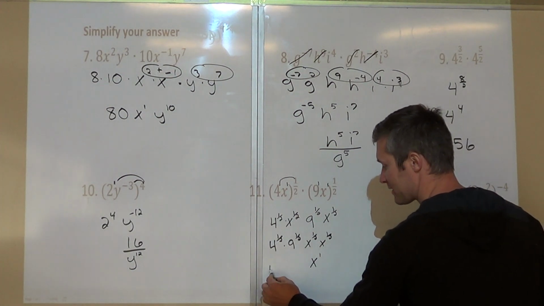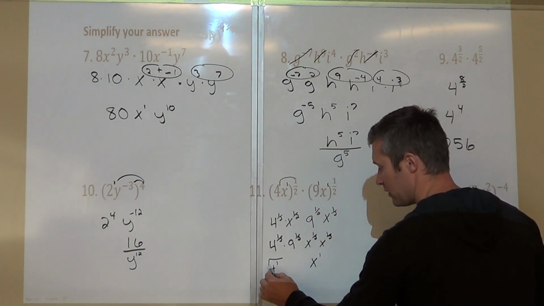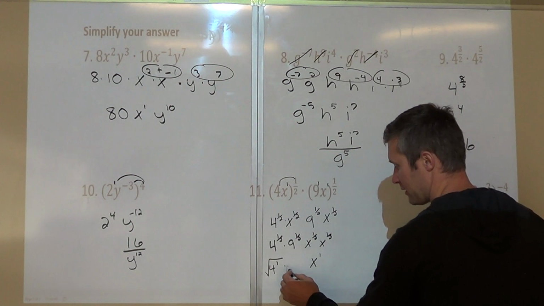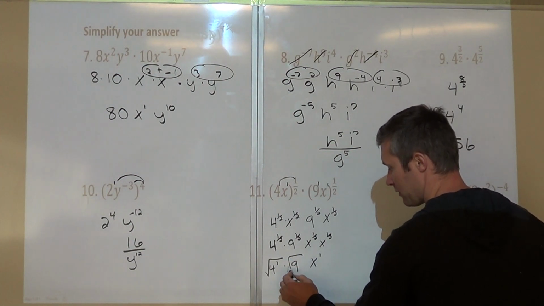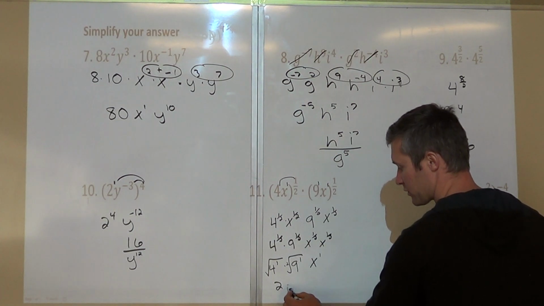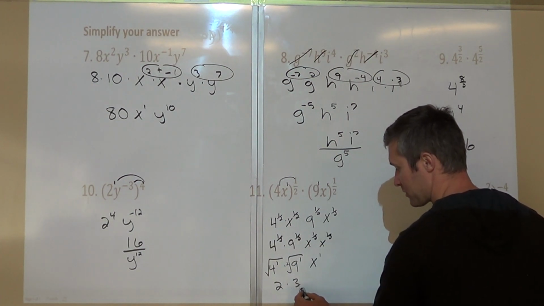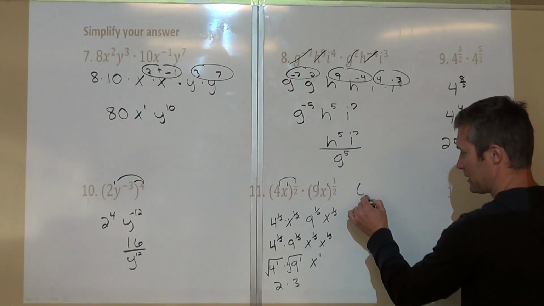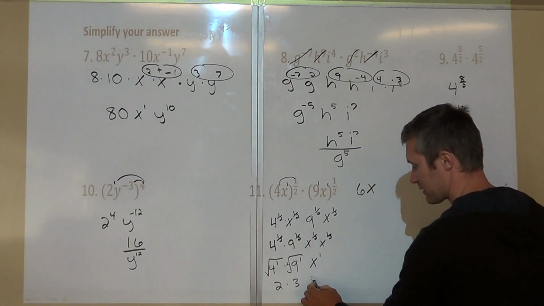Here, what that's saying is that's 4 power of 1 root of 2. This is 9 power of 1 root of 2. So what's the square root of 4? 2. What's the square root of 9? 3. So 2 times 3 would be 6. Our answer would be 6x.